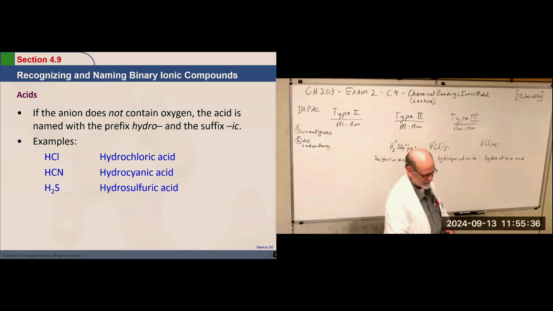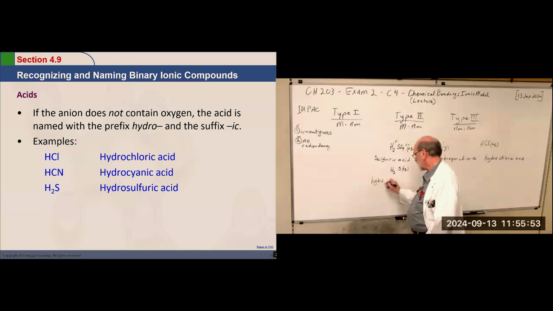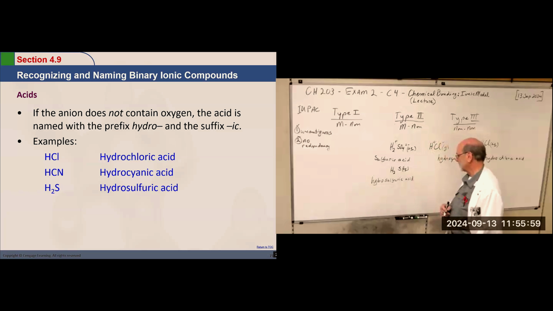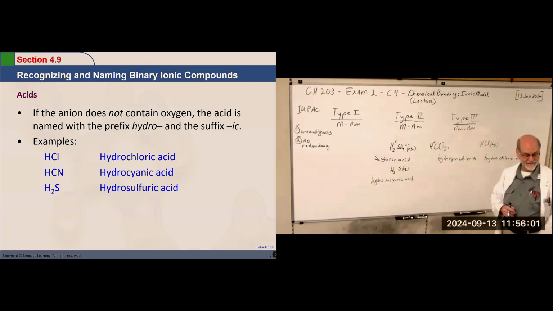Now, we pay attention to aesthetics sometimes in chemistry. If we have this one, like that, in aqueous solution, now we start with hydro. This one is hydrosulfuric acid. Okay? It's all based on that oxygen. Is it there? Is it not there?